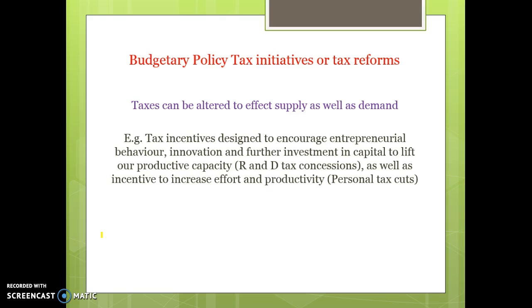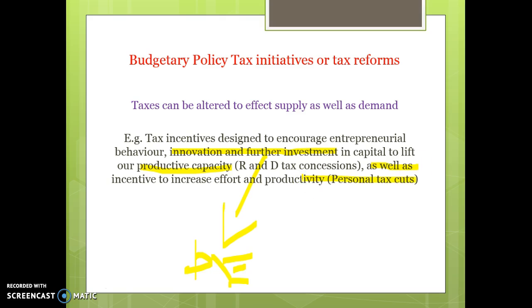They also boost aggregate demand because they will encourage investment spending in the short term. So they encourage entrepreneurial behaviour. They can be used for innovation and investment. This innovation and investment also has positive externalities for a society because other businesses will be able to benefit from those new innovative ways of producing. And the whole idea is that will boost the productive capacity of the nation, as well as incentive to increase effort and productivity. So tax concessions are different to tax cuts.